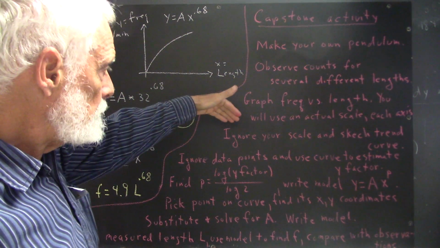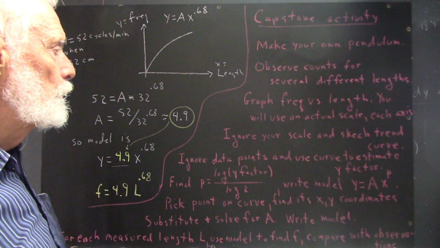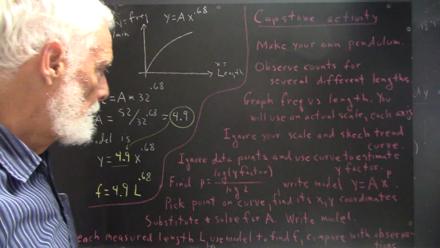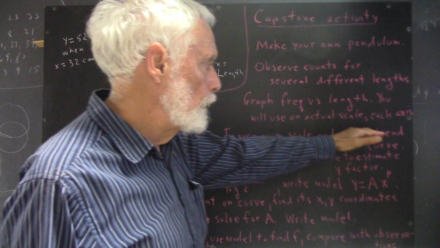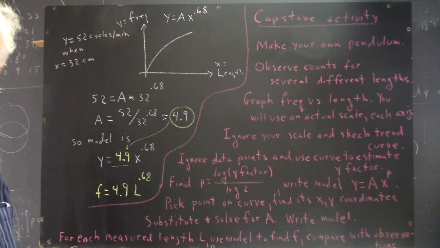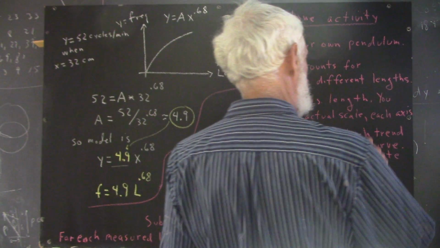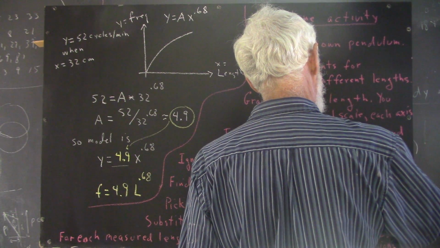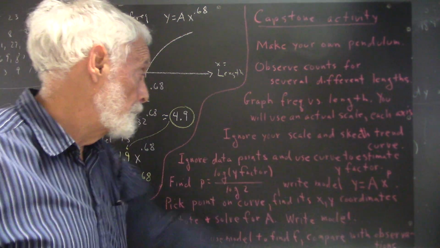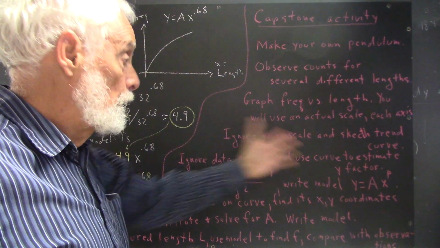Okay. Now, having made that graph, and make a careful graph, make a good graph, ignore your scale and sketch your trend curve. Okay? Sketch a good curve that represents the trend of your data. And I said sketch, didn't really have the T in there, did I? Okay. Well, there it is, and it looks even worse than it did. Sketch the trend curve. Okay, then, totally ignore your data points.